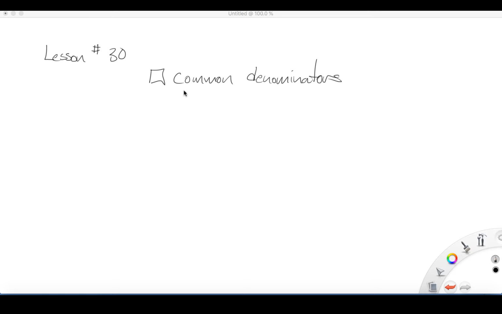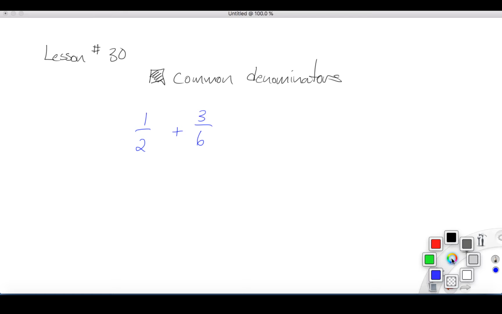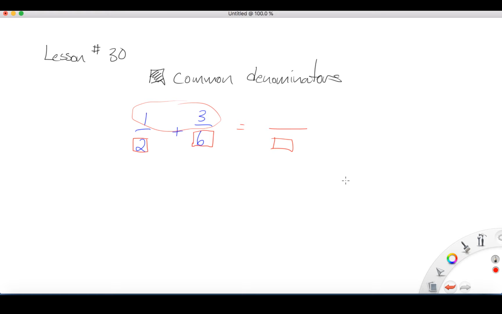We are going to be looking at something called common denominators. What is a common denominator? If I have a fraction of 1/2 and I want to add 3/6, I have a problem. The problem is this: this 2 and this 6 have to be the same denominator. I have to make them the same. Up top, I can add those, but because the bottom isn't the same, we still have some work to do.